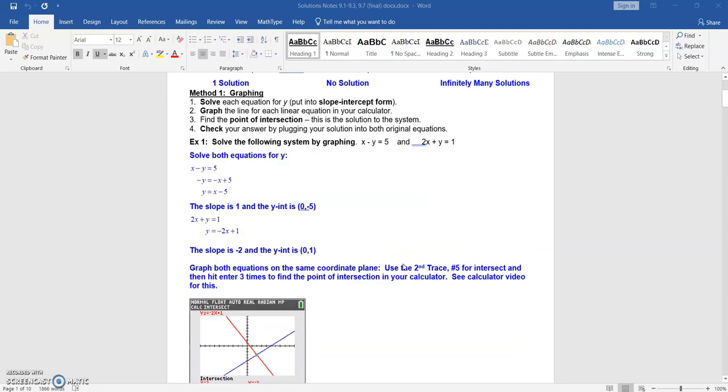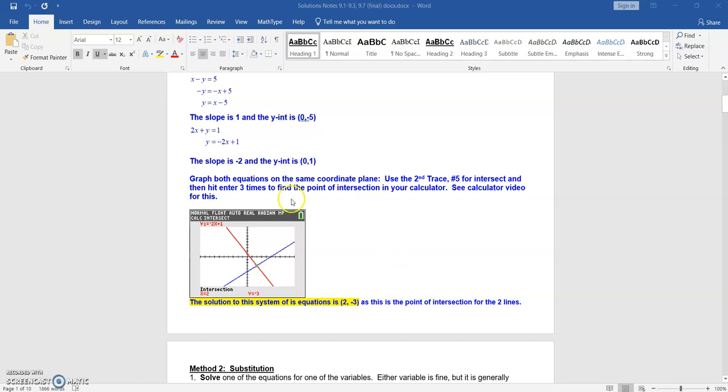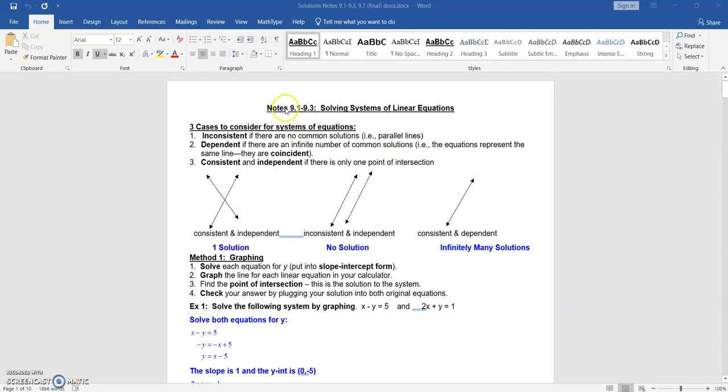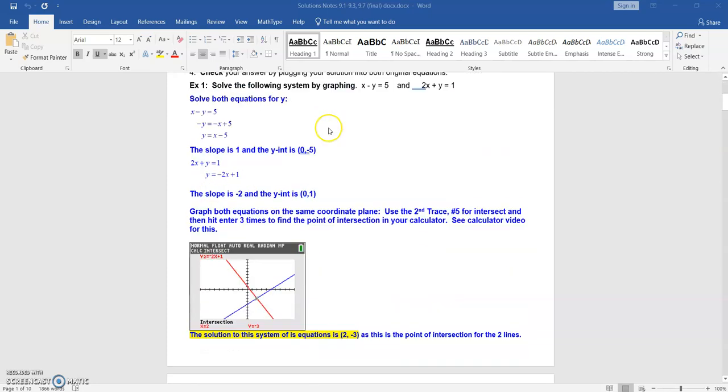So in this video I'm going to look at two things in the calculator. One being how do I find the intersection point between a set of lines, and then I'll focus heavily on inputting matrices in your calculator. So I'm looking at section 9.1 to 9.3.